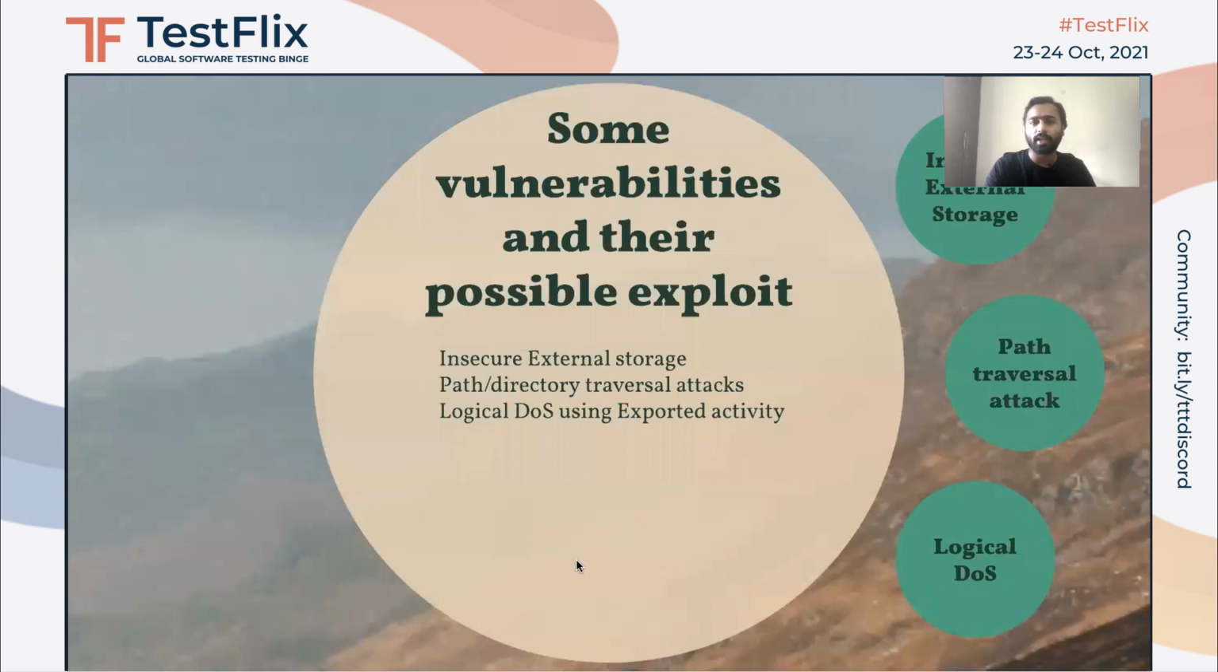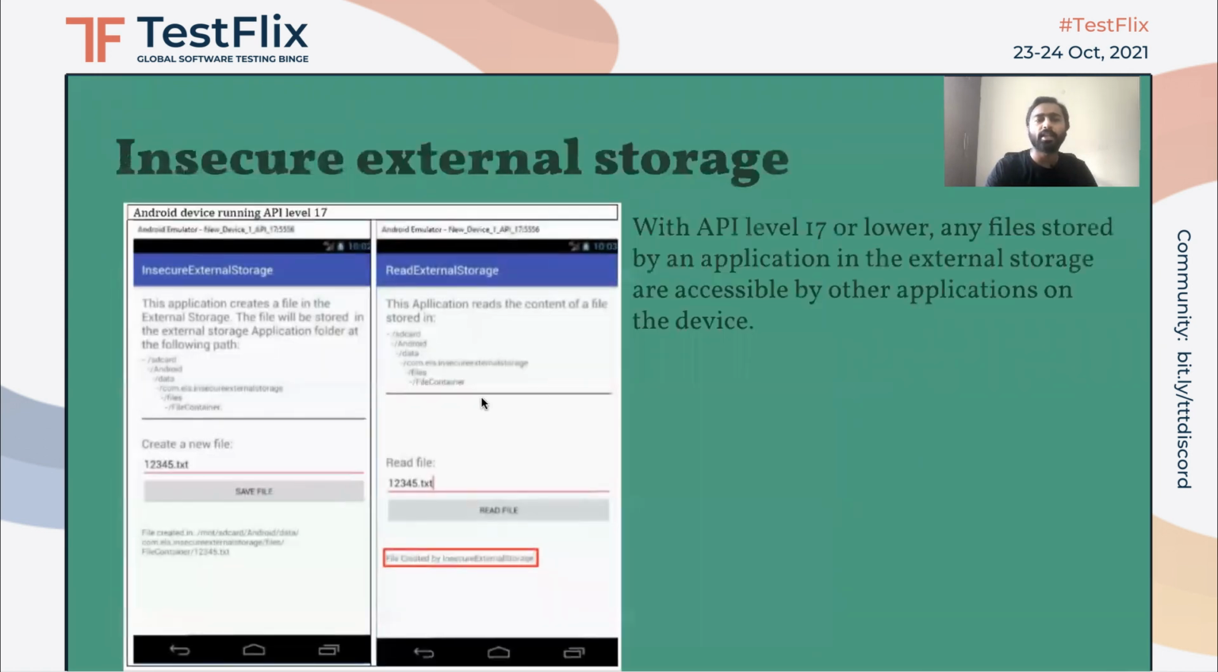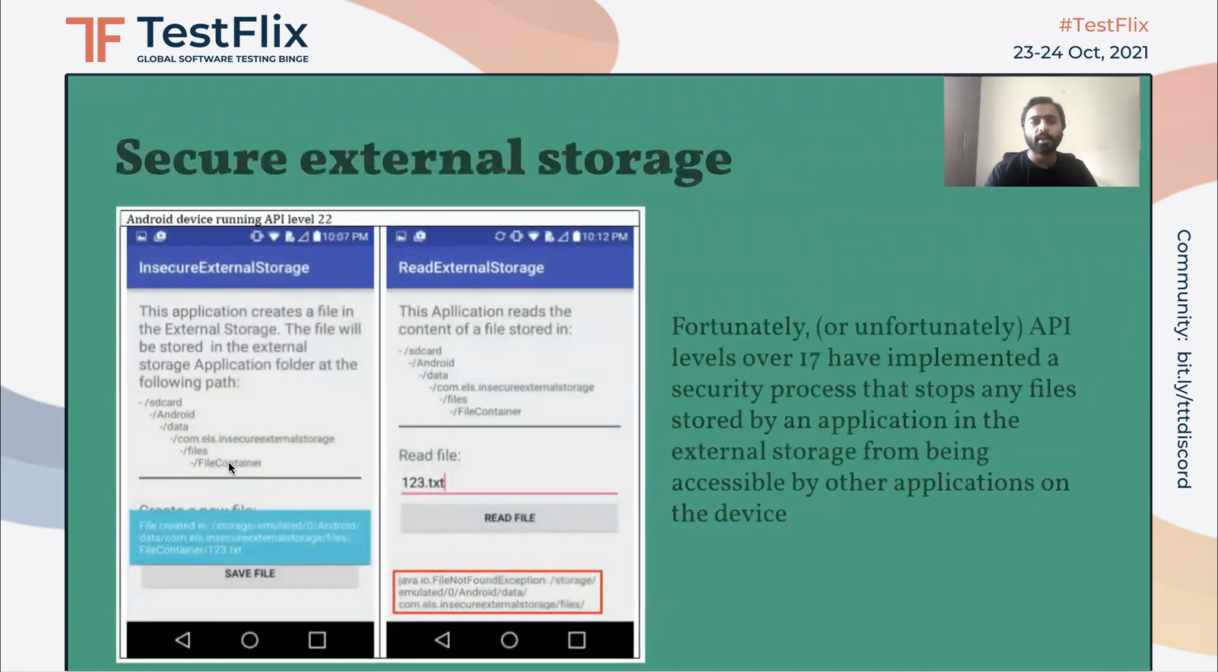So let's quickly go through some of the vulnerabilities. I'll talk about insecure external storage, wherein an Android application can have different components like activity, service, broadcast receivers, and content providers. With insecure external storage, you can allow somebody to access the files stored by your application. Imagine this in the case of a mobile banking application, with some other app being able to access the account statement or account details created by this app. On the other hand, there is a secure way of implementing it. Whenever another app tries to access your file, it will throw an error and not fetch the file.